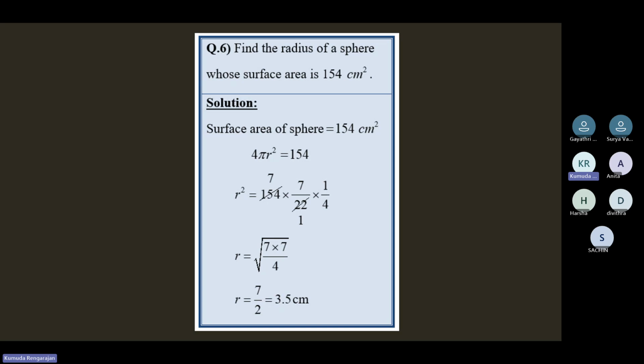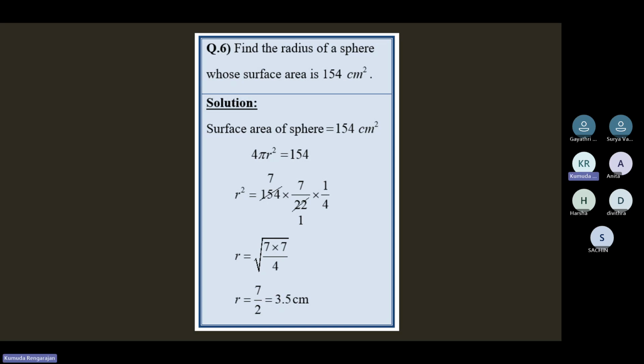So you can see here, find the radius of a sphere whose surface area is 154. Find the radius of a sphere whose surface area is 154. So surface area is given to you. You don't have to worry if it is curved surface area or total surface area because it's a sphere.